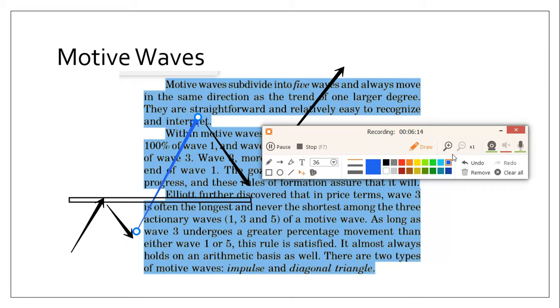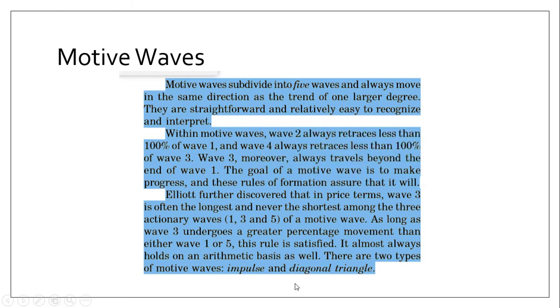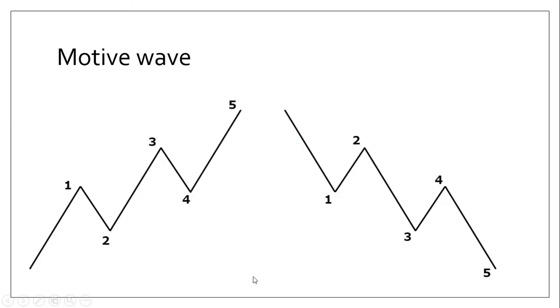One, remember the first one is that wave 2 never goes beyond the start of wave 1. The second one is that wave 3 is never the shortest wave. The third one is that wave 4 never goes beyond the price territory of wave 1. So there are two types of motive waves. So we have impulse and diagonal triangles.